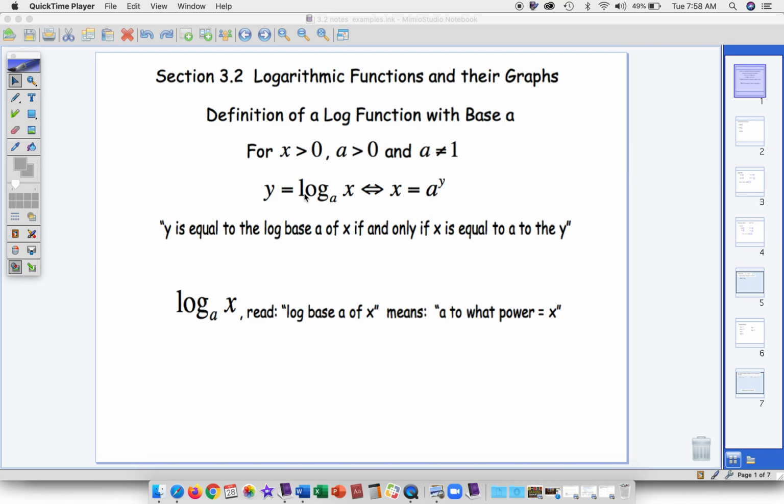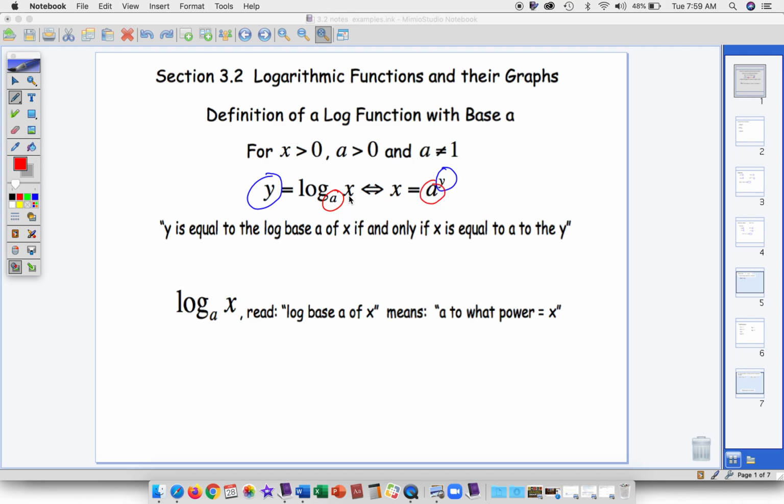So when we calculate the log, if I'm taking the log of something, the log base 2 of 4, what I'm actually doing is finding the exponent. I always remember it that way, that this y is the exponent of the exponential form. a is our base. So it's the base here for the log, it's the base here for the exponential.